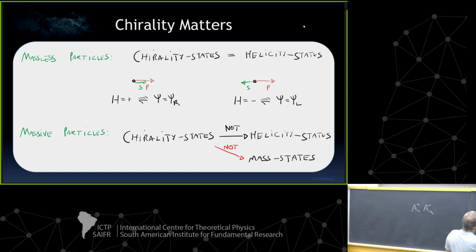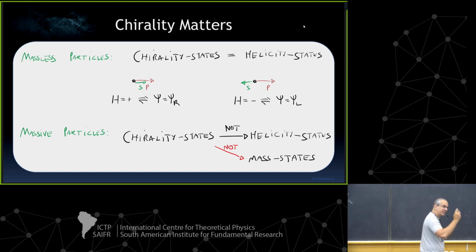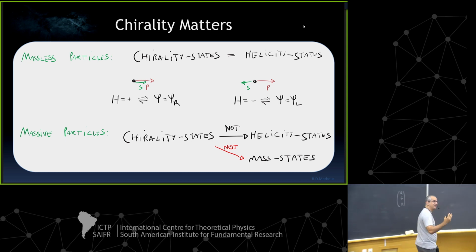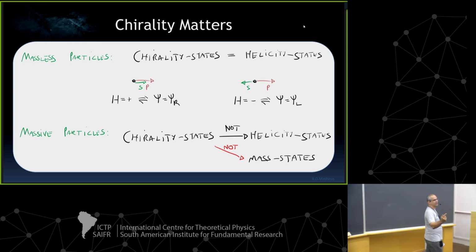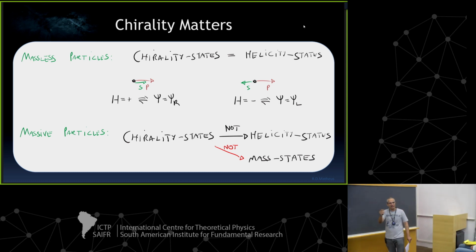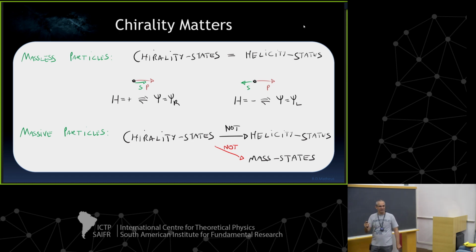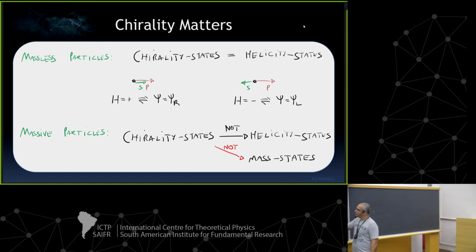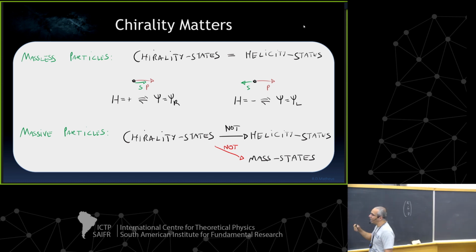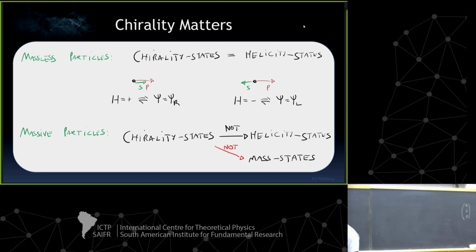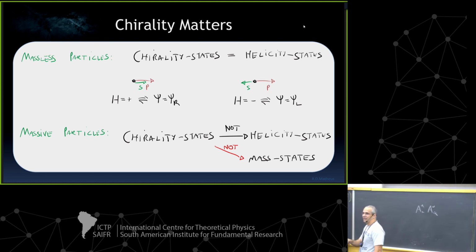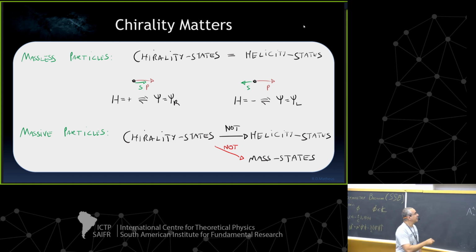So you can understand chirality in this way, but try not to be confused, because it's very easy to forget that in the case of massive particles, chirality and helicity do not coincide anymore, right? But more important for us is that chirality eigenstates are not mass eigenstates, right? That's the trickier part for massive particles, right?